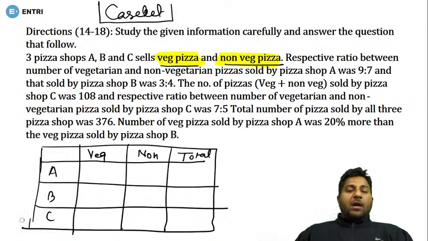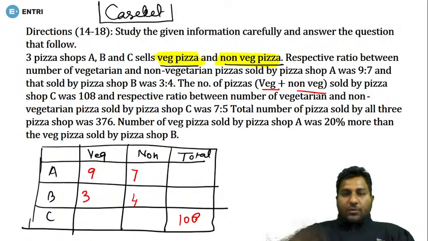So let's find out how you have to approach. Respective ratio between number of vegetarian and non-vegetarian sold by pizza shop A is given, and that sold by shop B is 3 and 4. The number of pizzas sold by pizza shop C was 108, and the respective ratio between vegetarian and non-vegetarian pizza sold by shop C was 7:5. So 7:5 has been given, which means you can predict the answer.